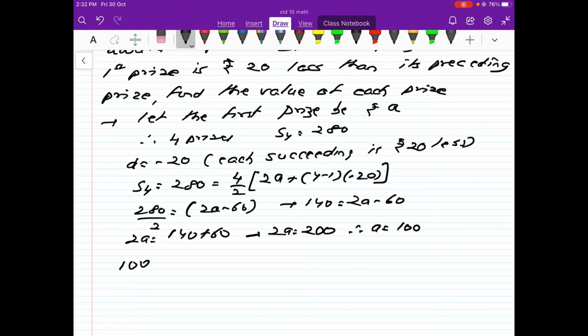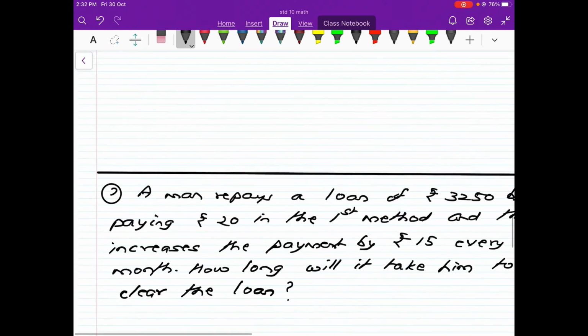So if the first prize is 100, the second prize will be 80, the third prize will be 60, and the fourth prize will be 40. So these are the 4 prizes. So this is how we do this sum. If you total it up, we will get exactly 280.